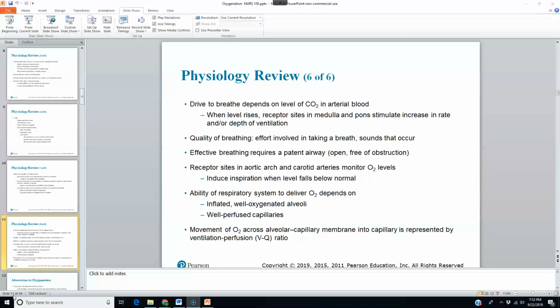And again, understanding that movement of O2 across that alveoli capillary membrane. I can't stress the importance of really going over these and thinking about, okay, yeah, that's how that works with my patients, because when any of these are not functioning at their capacity, we're going to have our patients start to exhibit signs of alterations in their oxygenation. Okay?